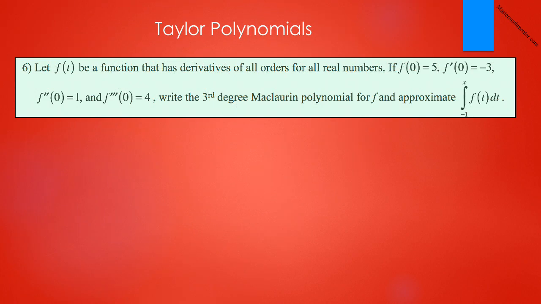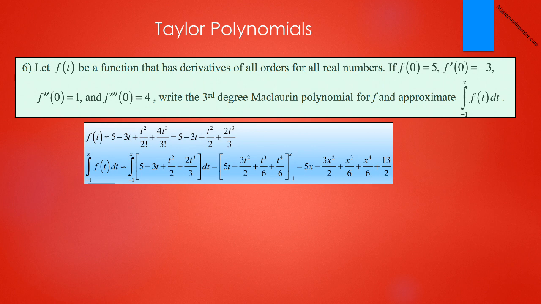Once you understand the structure of Taylor polynomials, there are a number of ways that testers can determine whether you truly understand it. Number 6 states, let f of t be a function that has derivatives of all orders for all real numbers. If f of 0 equals 5, f prime of 0 equals -3, f double prime of 0 equals 1, and f triple prime of 0 equals 4, we want to write the third degree Maclaurin polynomial for f, and then approximate the integral from -1 to x of f of t dt.